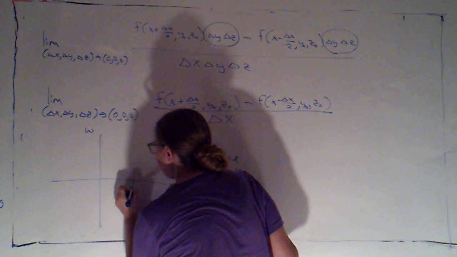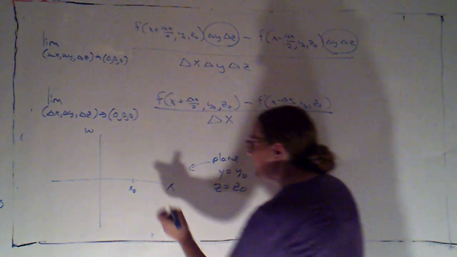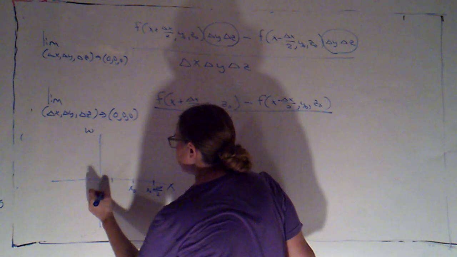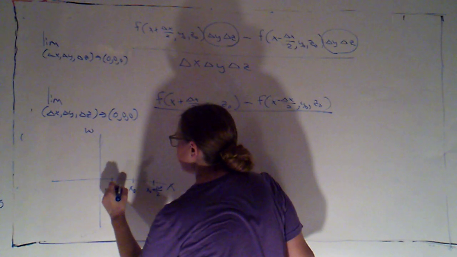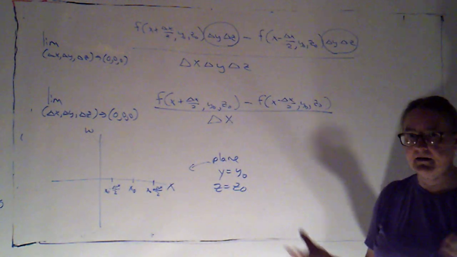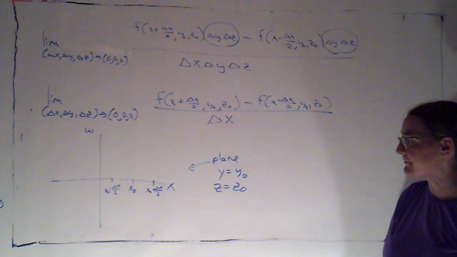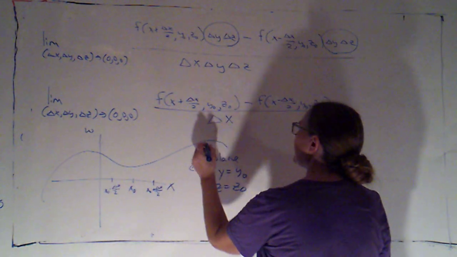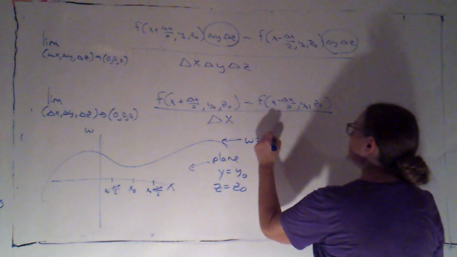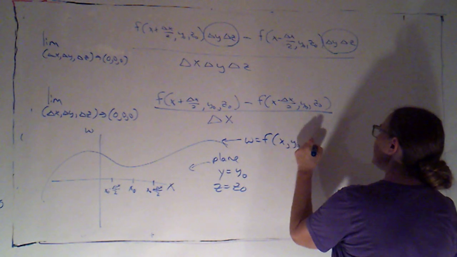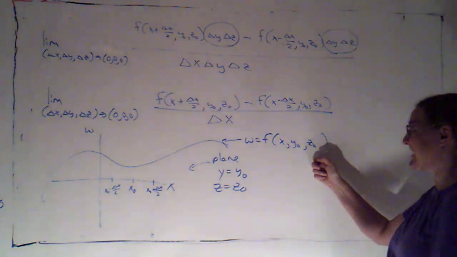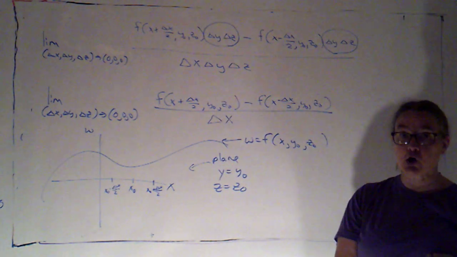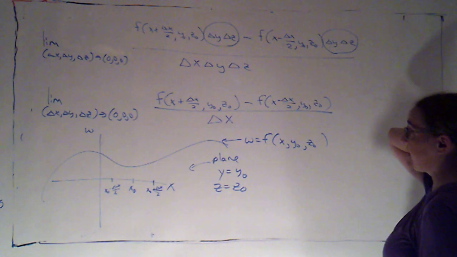Well, let's suppose that x naught was here. Then this would be x naught plus delta x over 2, and this would be x naught minus delta x over 2, because of course delta x, and therefore half of delta x, are positive numbers. Okay. And let's just suppose this is the graph of my function. This would be w equaling f of x, y naught, z naught. So that would be the curve that I get by holding y and z fixed at y naught, z naught. So that's the cross-sectional curve that I would see for this particular function.